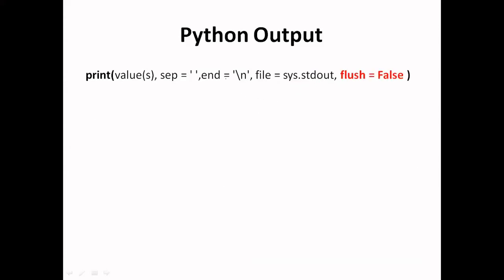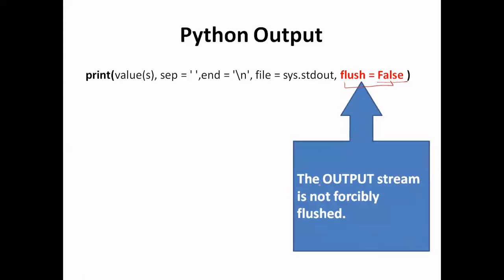The print function's last argument is flush, whose default value is set to false. Basically it means that the output stream is not forcefully flushed out. That means whenever we print something, it does not go directly to the console screen. First, it goes to an output buffer stream, and as soon as we hit the enter button, this output stream goes to this particular file object, that means the console screen.